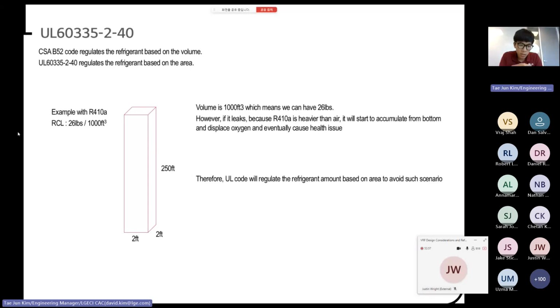However, in comparison to this 2 feet by 2 feet, if you have a bigger square footage, the amount of refrigerant that is going to be accumulated is the same, but the height of this accumulation is going to be different. I know this is a very over-exaggerated example. I don't think there's going to be any occupied room of 2 feet by 2 feet. But that's one of the basic reasons why the UL code regulates based on the area rather than the volume.